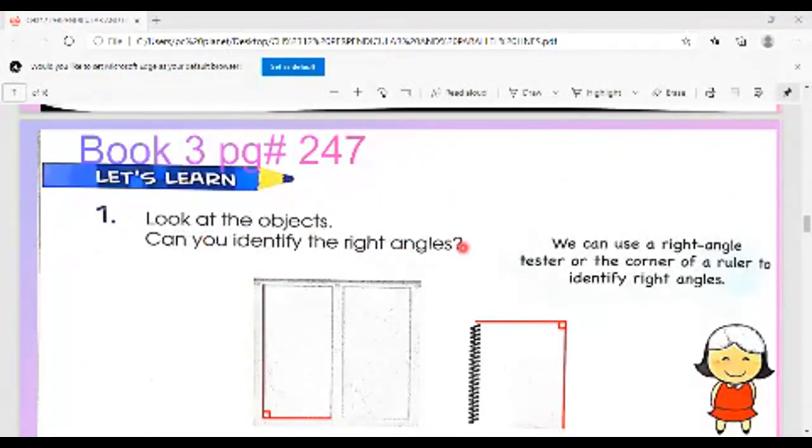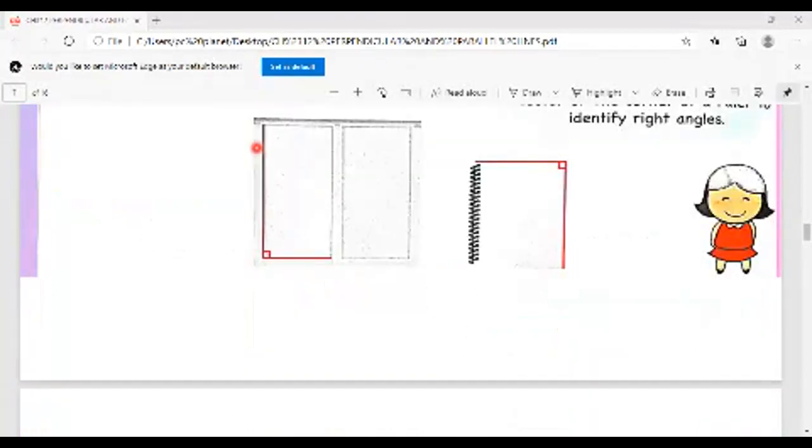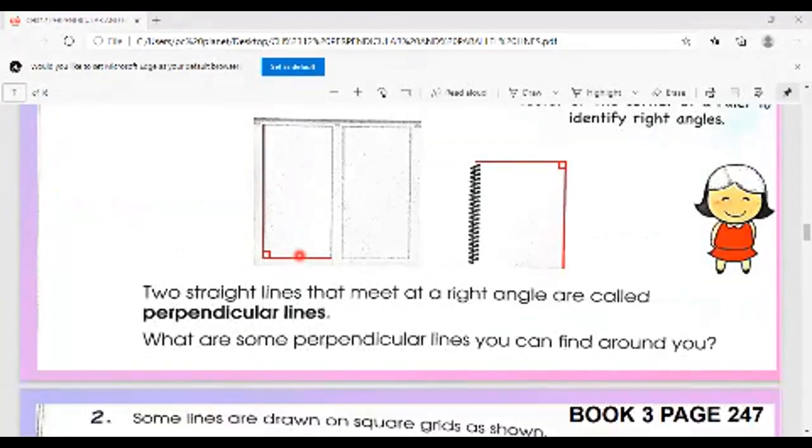See, your teacher is telling you previously that the square of a pair of swings are showing a perpendicular line. And now your teacher is telling you, can you identify the right angle? Yes, we can identify. See, the two lines are meeting at the right angle, or they are making a perfect 90 angle. So this is a right angle.